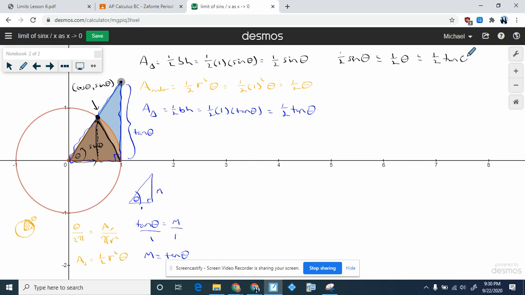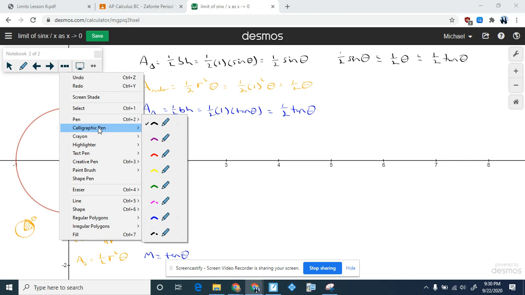Now, the or equal to might be driving you a little nuts, but if you think about it, if I drag this point here closer and closer to the point 1, 0, those areas converge on each other. They get closer and closer. In fact, eventually they're all 0. So eventually they're all equal to 0. That's why we say the or equal to, because if theta is 0 here, all of these are equal. So that's why I can put that or equal to in there.